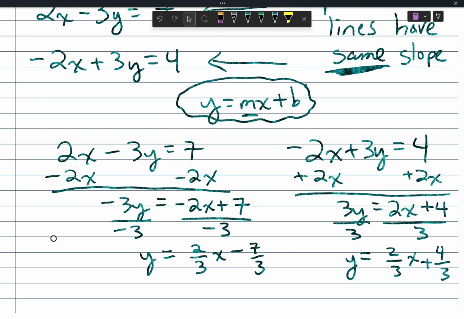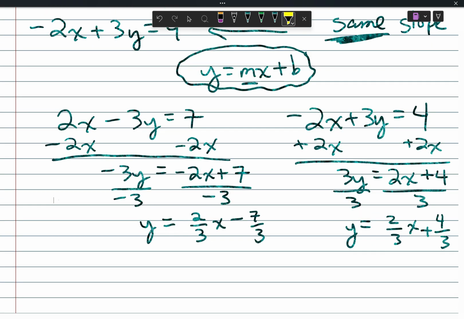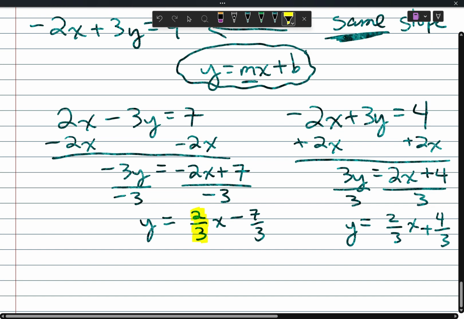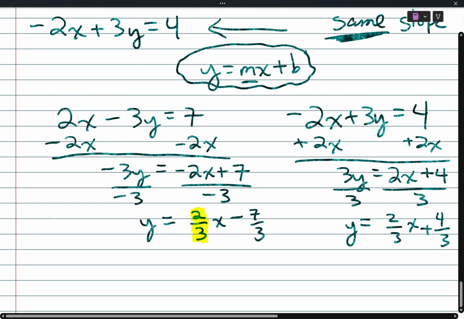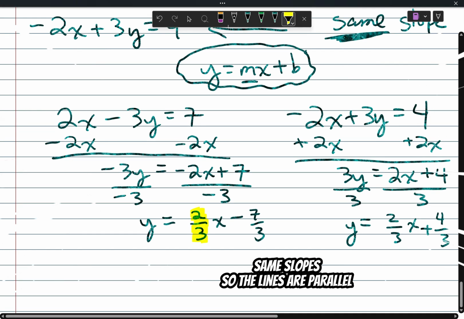So now let's go ahead and inspect the slopes. So if it's in y equals mx plus b form, you look at the slopes on both sides. Look at the slopes on both sides. So to me it looks like that the slope on the left and the right are the same.